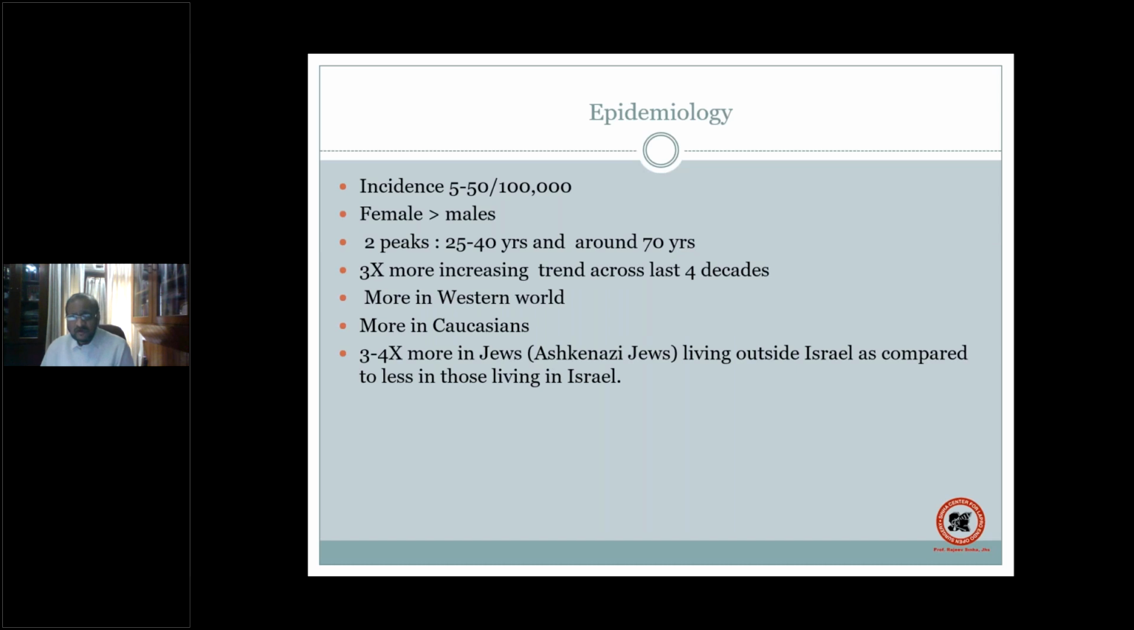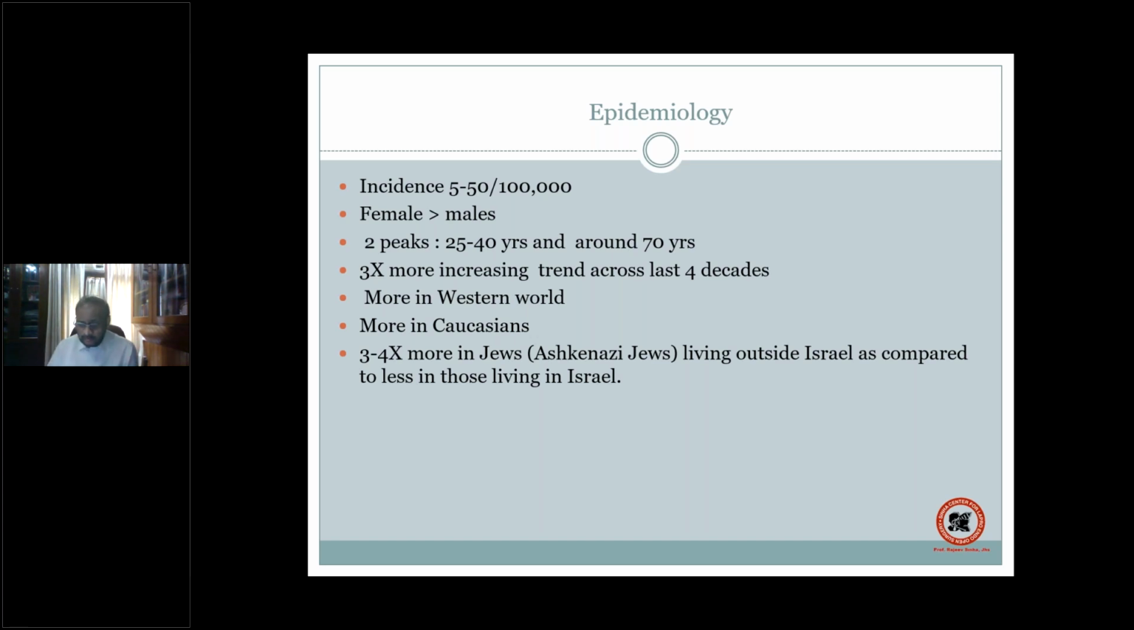If you look at the incidence of Crohn's disease, it is 5 to 50 per lakh of population. Females are slightly more than males, not too much. And you have two peaks to the disease. Peak number one is in the age group of 25 to 40 years, and the second peak is around 70 years. There is a 3 times increasing trend across the last 4 decades. Across the last 40 years, we have been finding more and more patients of Crohn's. In fact, 3 times more patients of Crohn's than 40 years back.